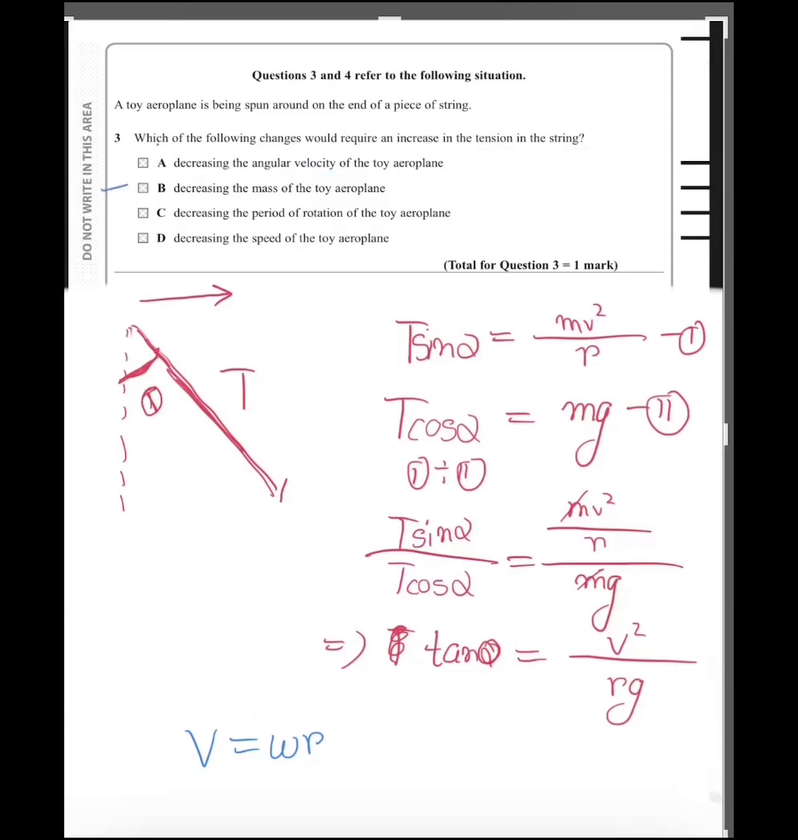B, decreasing the mass of the toy airplane. So mass would not have any effect. Whether we increase the mass or decrease the mass, it would not have any effect, since the final equation does not have any m. The m gets cancelled out here. So B is not the answer.